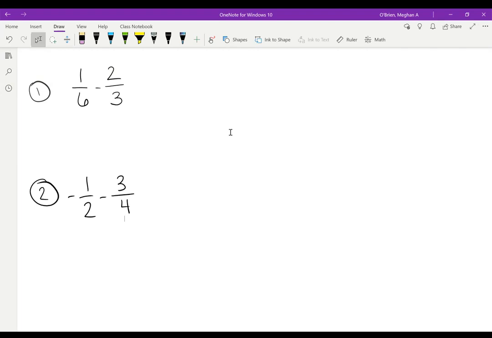Let's take a look at some fraction examples because I know how much you love fractions. First one, 1/6 minus 2/3. I want you to visualize these quantities in your mind.